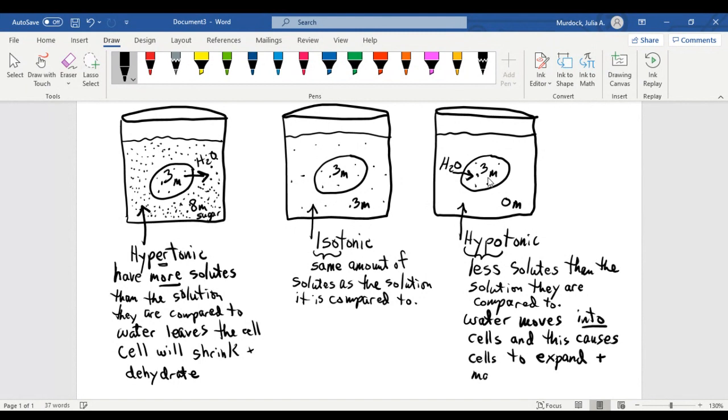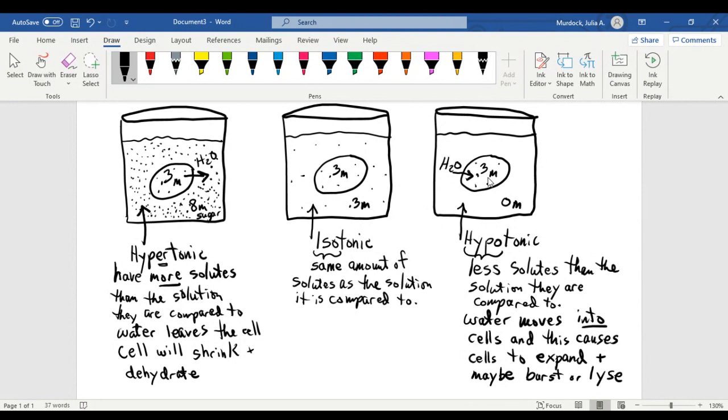And maybe, I'm not going to use the word explode because that's a little bit less biological. They might burst. How about that? They might burst or lyse. Lyse is the technical term for bursting. Right? So bad news. Hypertonic and hypotonic solutions are both bad news for cells because one of them makes them dry up and the other one makes them swell up and burst.